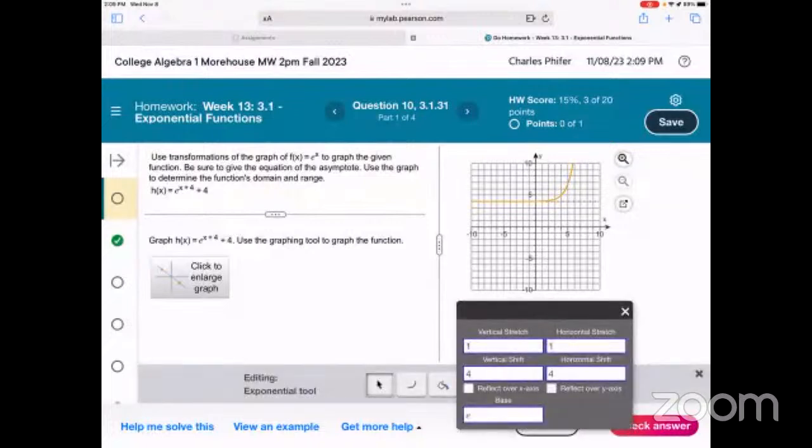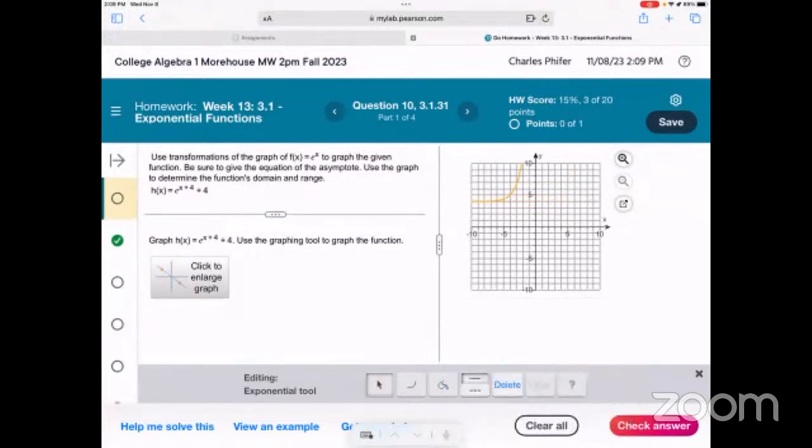Horizontal shift. Yeah, it's kind of hard to do acting like you're sleeping. And I think it's the lunch that I ate. I don't know. Let me try this.